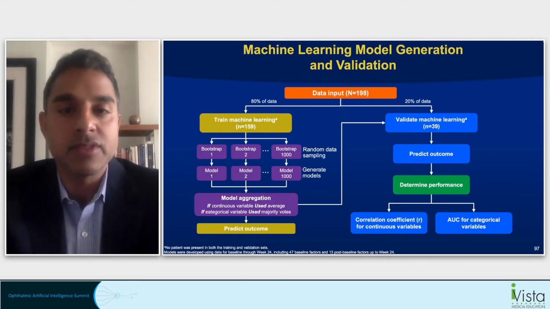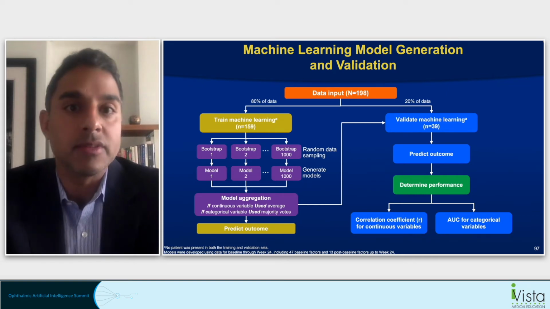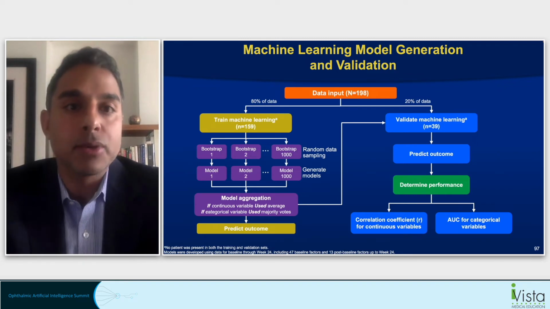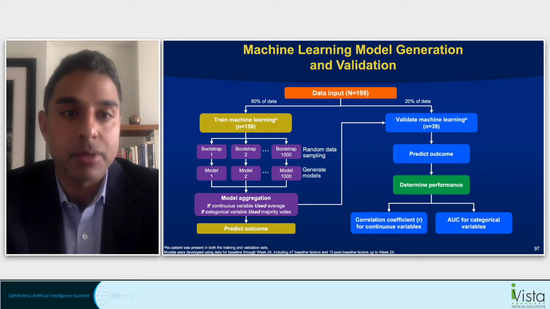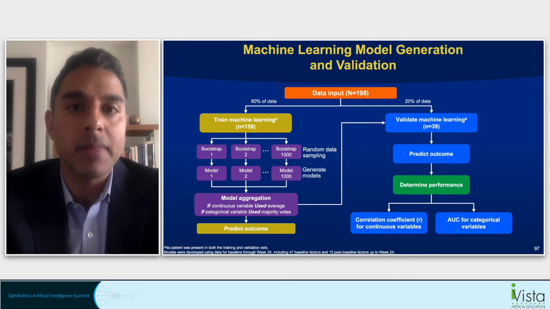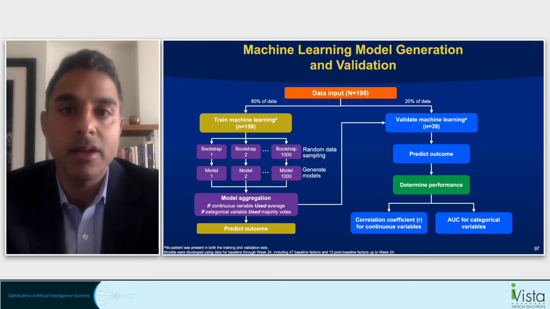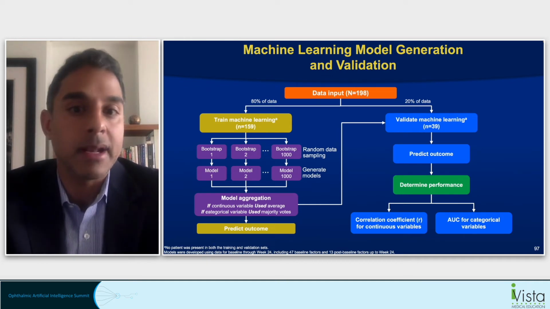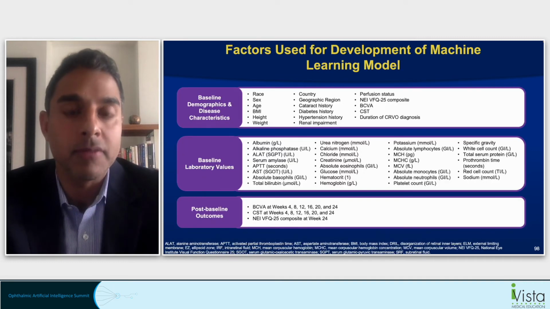And this is something that we've seen throughout the day today, except with a lower number of patients, where we have the data input from the registration clinical trial. 80% of that went to develop the model, in which this random forest ultimately builds multiple decision trees and then merges them together to establish a more accurate and stable prediction. Once we have that predictive outcome, it can then be tested in the other 20% of the data, which we can use to determine the performance. That could be measured by a correlation coefficient or an area under the curve, depending on whether we have a continuous or categorical variable.